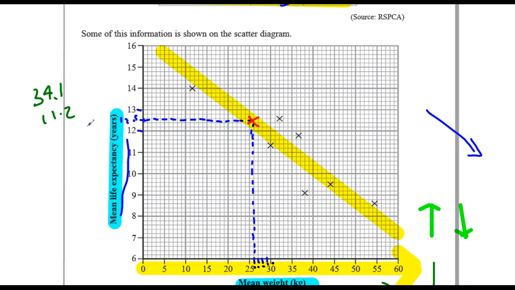So the 34.1 was the weight, because that was x. X goes across, y goes up. So 34.1 is going to be just after 34, which is here. So we're going to go up here somewhere. Okay. And 11.2, this is going up in 0.2, so you can always check yourself. 11.2, 11.4, 11.6, 11.8, 12. So we go across from 11.2.